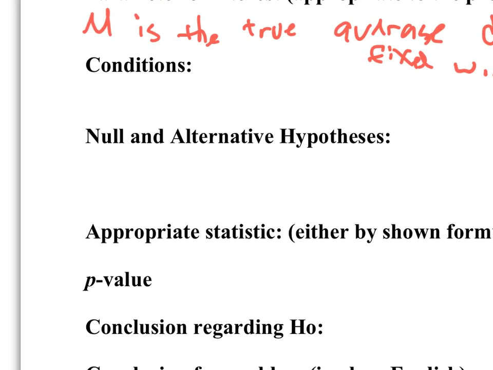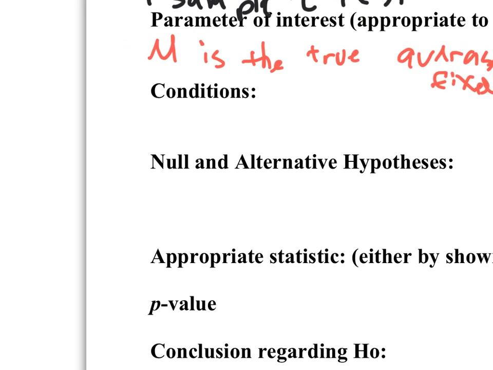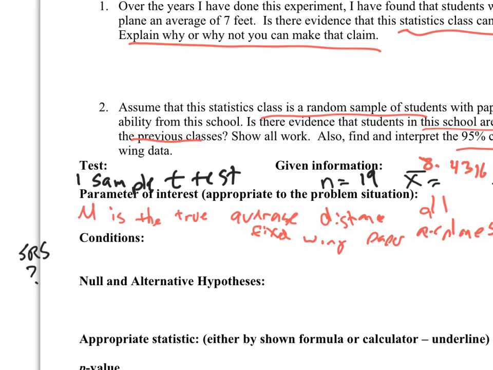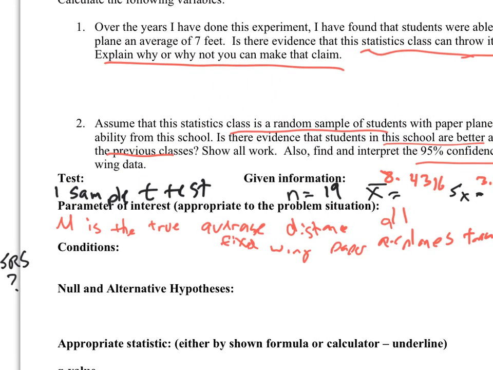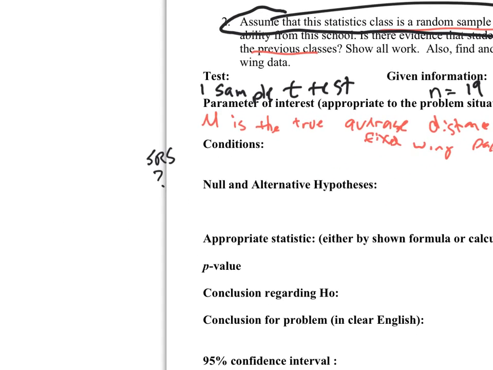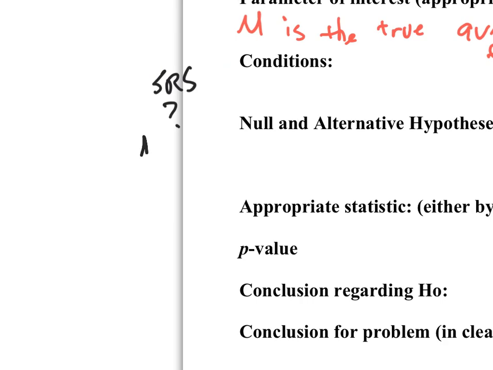My conditions. There weren't that many. There's SRS. Did he randomly select students? Could you go back to the question? Yes, it does. Right there. He said, assume the class is a random sample. So I'm going to write assumed.